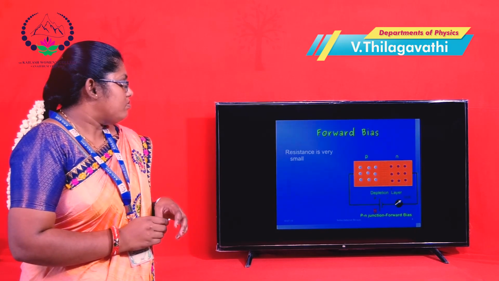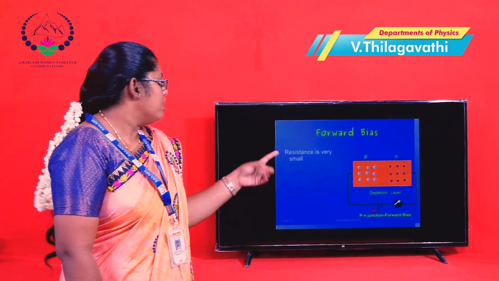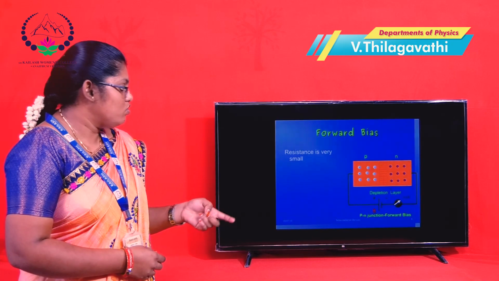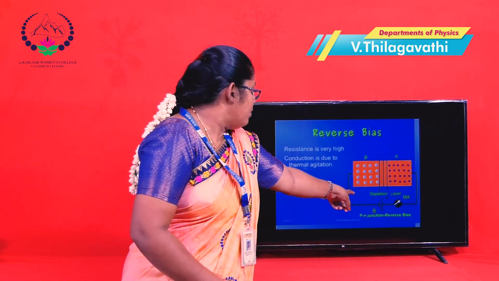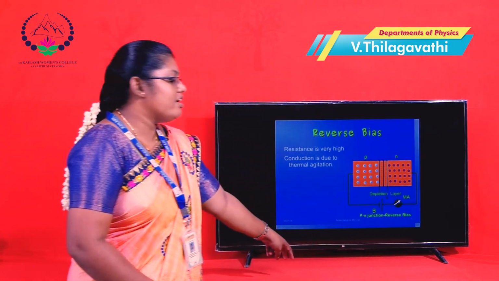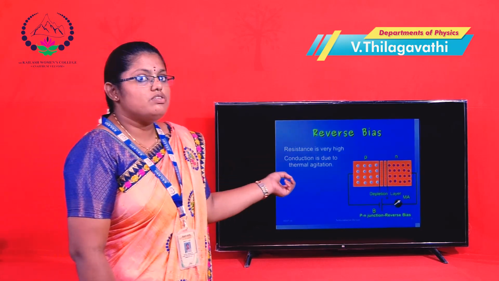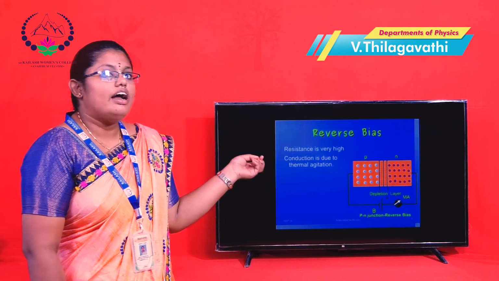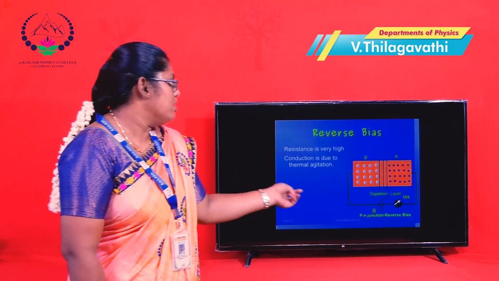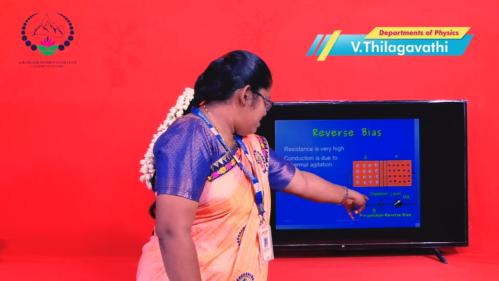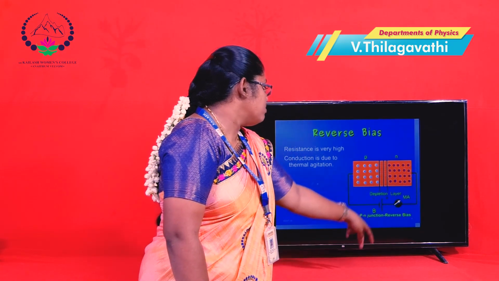Next one, forward bias. In forward bias, resistance is very small, and this is the depletion layer of the PN junction diode in forward bias. Next one is reverse bias. In reverse bias, resistance is very high, and its conduction is due to thermal agitation. This is the diagram of PN junction diode in reverse bias.